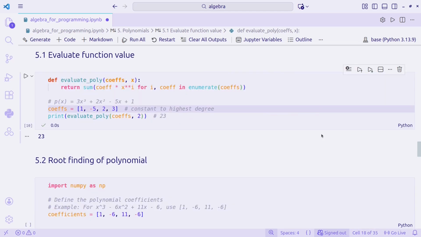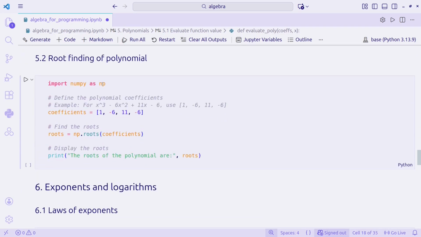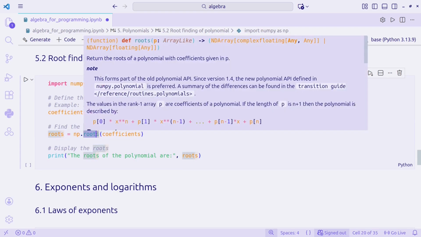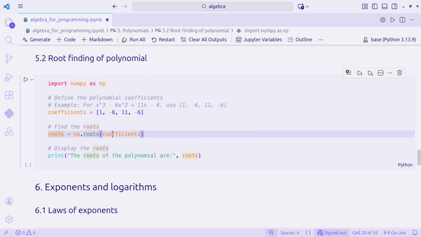After that, we can see how to do root finding of a polynomial in Python. We can use NumPy again and set the coefficients of a polynomial in the form of a list. And then I can use the roots function from NumPy, and I put the coefficients into the roots function, and then I'm able to show the roots by using the roots function. So let us run it.